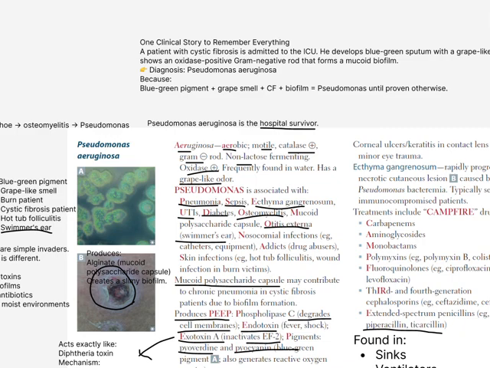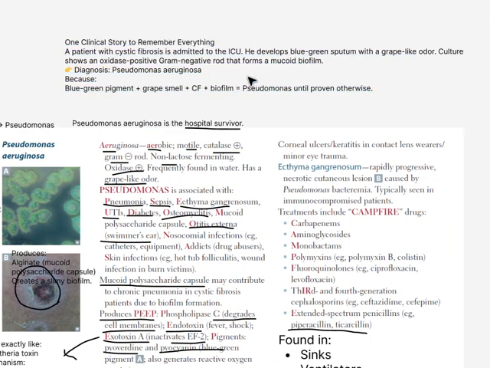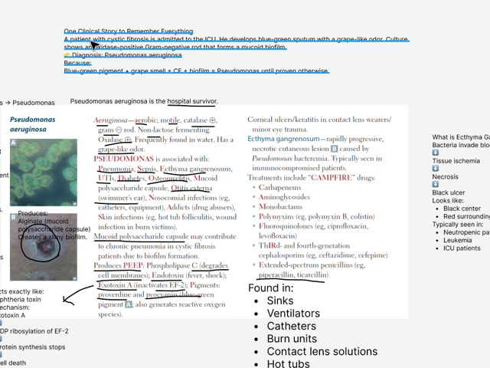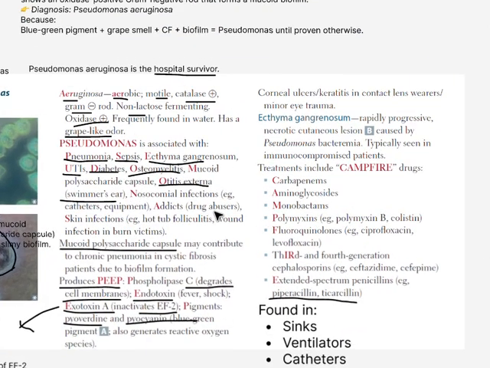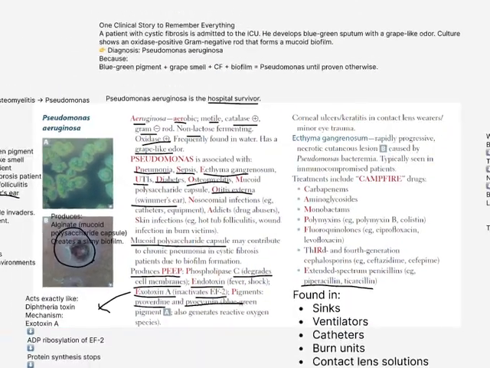Right. The mechanism. Okay, so one clinical story to remember everything when it comes to Pseudomonas is that a patient will show up with cystic fibrosis and he's admitted to the ICU. He develops blue-green sputum with a grape-like odor. Culture shows an oxidase-positive gram-negative rod that forms a mucoid biofilm. Diagnosis is Pseudomonas aeruginosa. Right. Now we'll come back to this vignette, and let's just look at the organism itself.